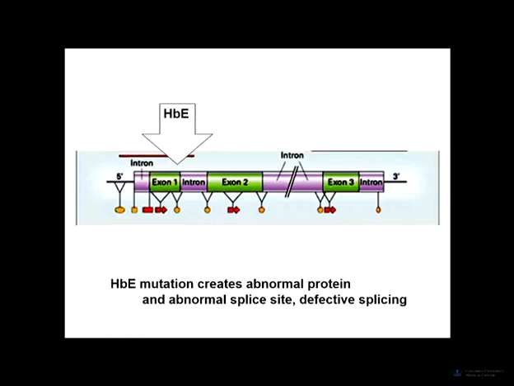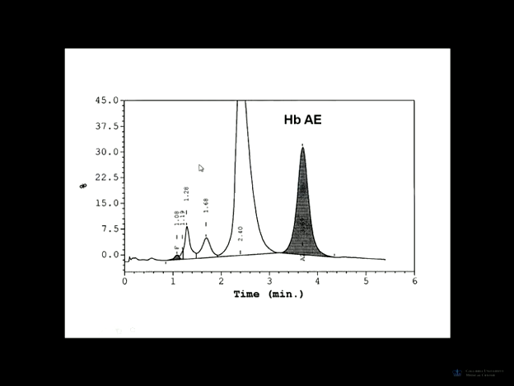With hemoglobin E, the mutation is in exon 1, at the number 26 position. What happens is that it causes a substitution so that you have an abnormal protein being formed, but it also creates an abnormal splice site so that the hemoglobin E is synthesized in much reduced amounts. If you look at the HPLC column, here's hemoglobin A and here's hemoglobin E. You can see that the E in this patient with hemoglobin E trait is in much less amount than the hemoglobin A.